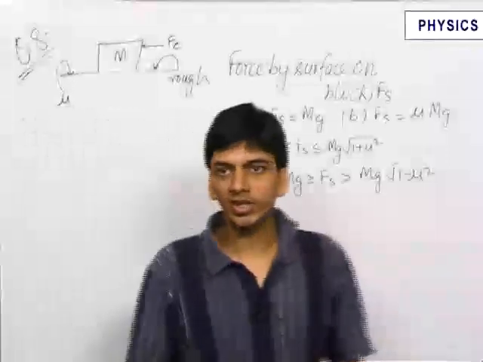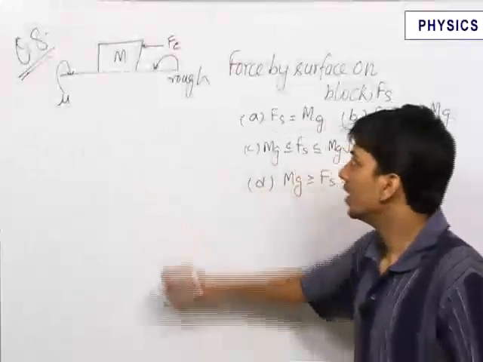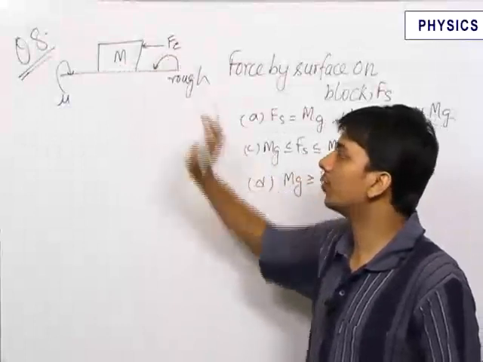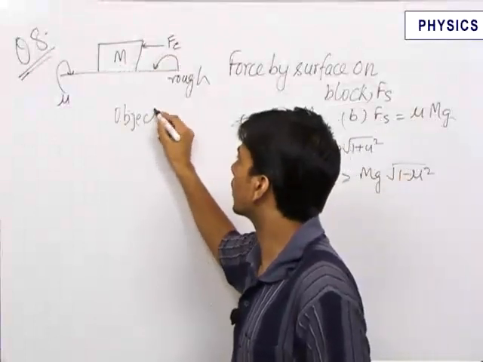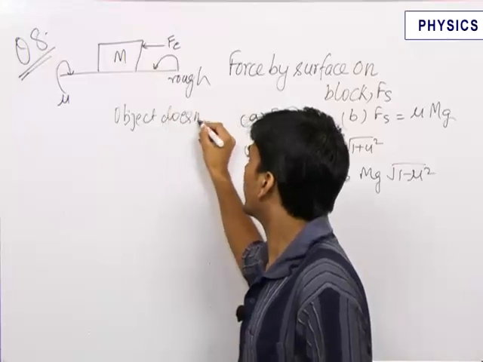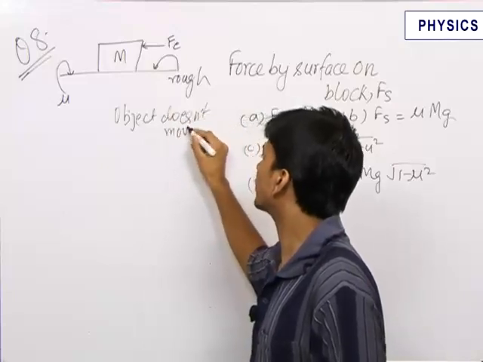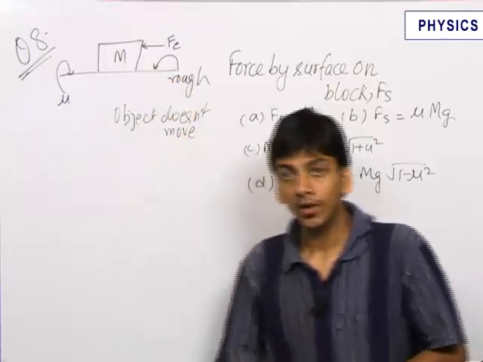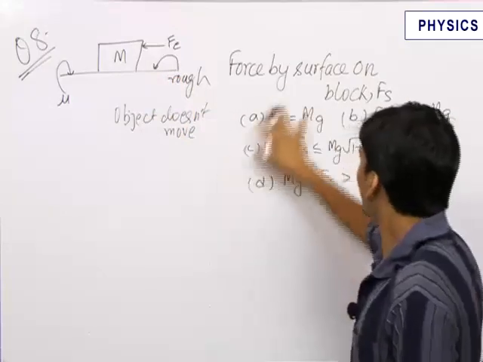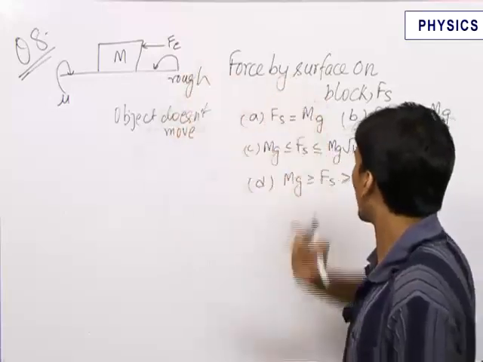Here's another tricky question in which people commit mistakes. Here's a block of mass m, there is some external force being applied on the object and the object doesn't move. It is given that the object doesn't move. This surface is rough with a friction coefficient equal to mu. We need to find out the force exerted by the surface on the block.